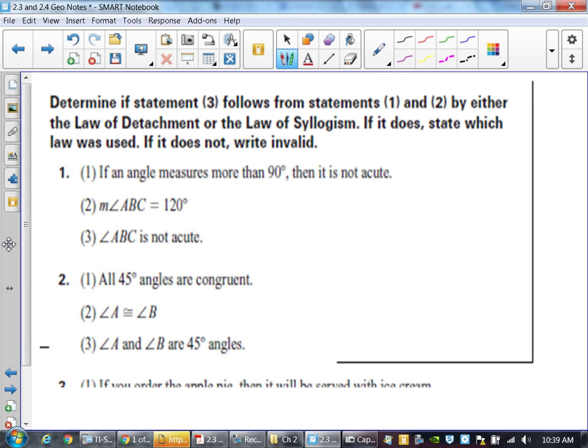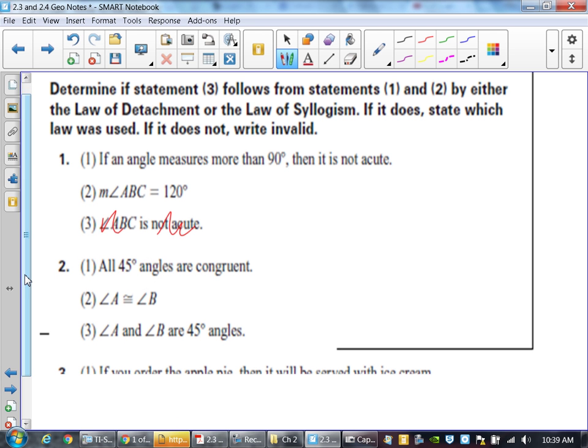So for this, you don't have to come up with the statement. They're giving you all 3 statements. If this wasn't here, what would you say? According to this, if an angle measures more than 90, then it is not acute. ABC is 120. According to the statement, it means it is not acute. That's all.